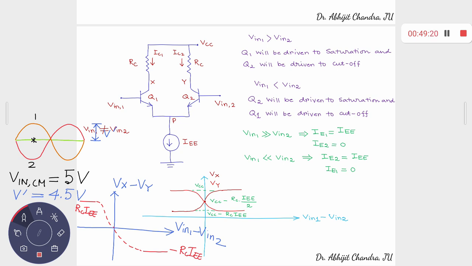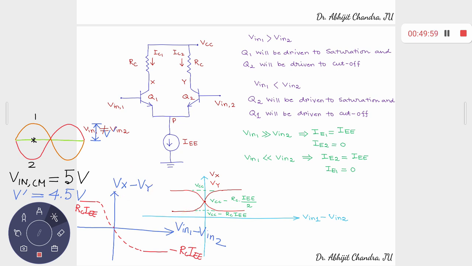Right, but the differential output voltage equal to minus RCIEE is a constant one. Similarly here, plus RCIEE constant. One transistor is already driven into saturation, and the other transistor is cut off. So the notion of amplification is completely lost. So although I have observed these three regions, none of these three regions are of our interest. Our interest is where there is some fluctuation, because this is nothing but the variation of the output differential voltage with respect to the input differential voltage.